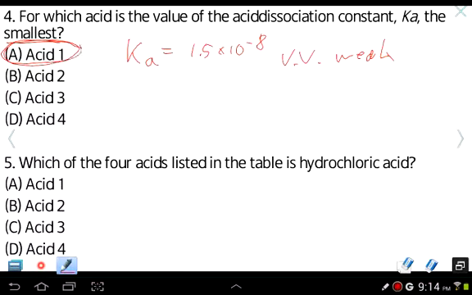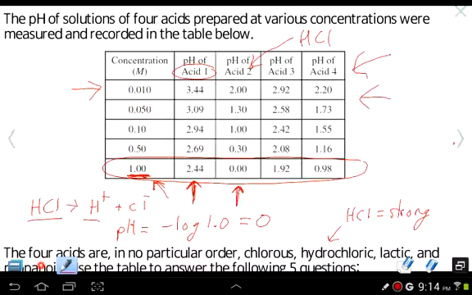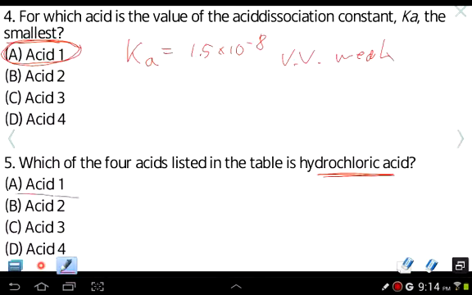Question 5 says, which of the 4 acids listed in the table is hydrochloric? Well, we just determined that. It's the one that has a pH of 0. All of it dissociates. That would be acid 2. Okay, let's see what else we got.